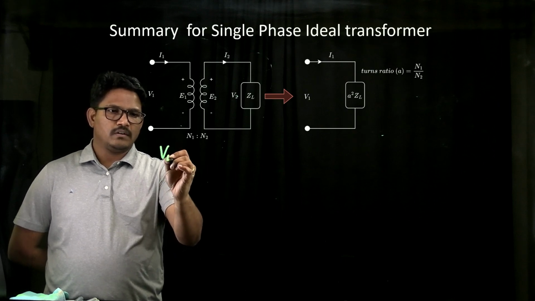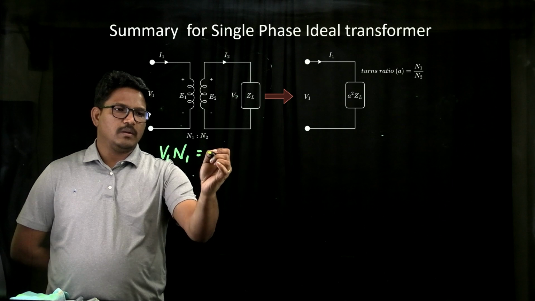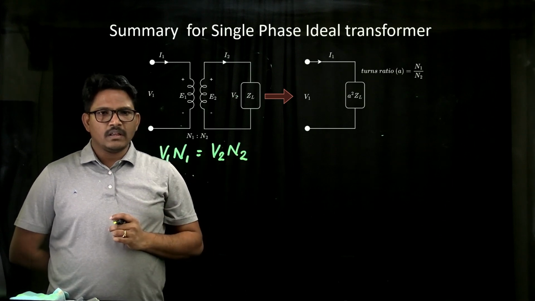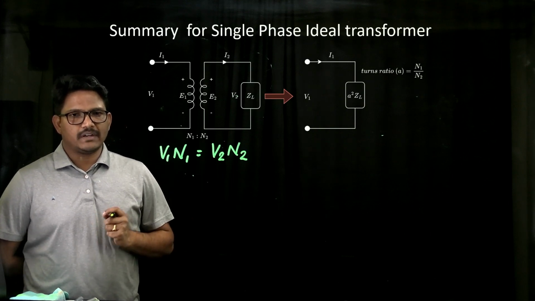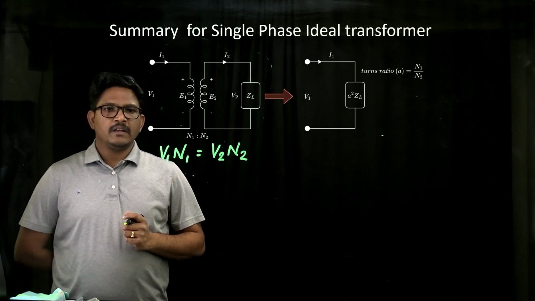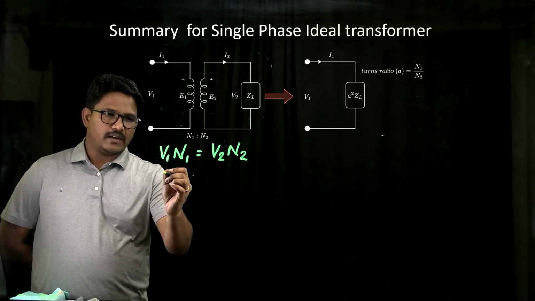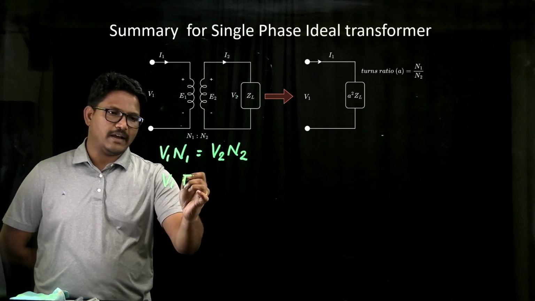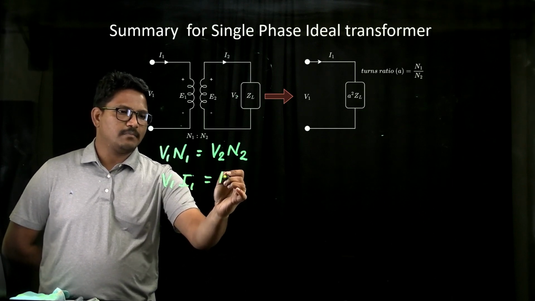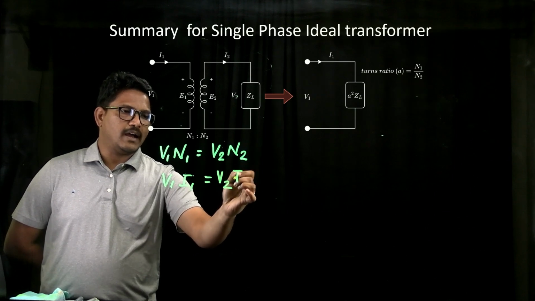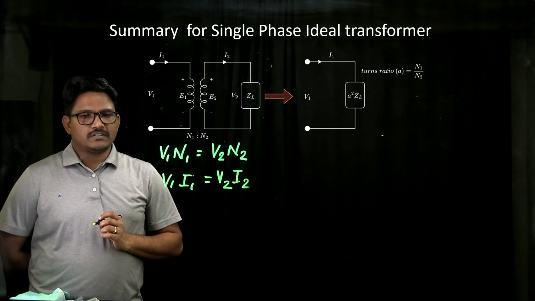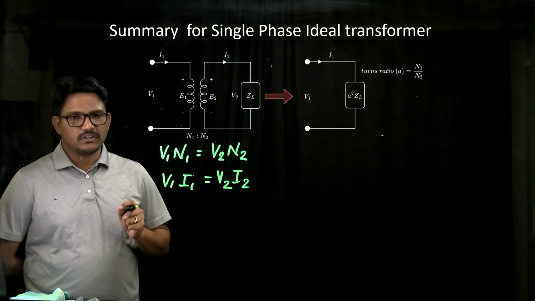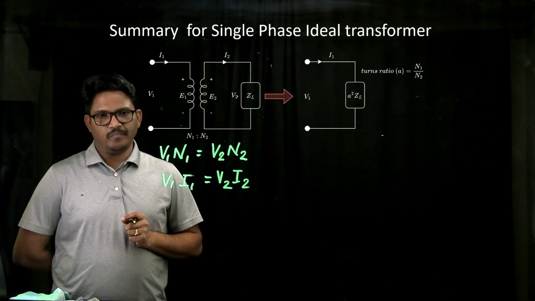Our V1 multiplied by N1 will be exactly equal to V2 multiplied by N2. And as we know that the transformer is a power invariant device, it is also to be noted that the power on the primary side, which is V1 multiplied by I1, will be exactly same as V2 multiplied by I2. This also gives us one more relationship that corresponds to the currents on the primary and currents on the secondary.